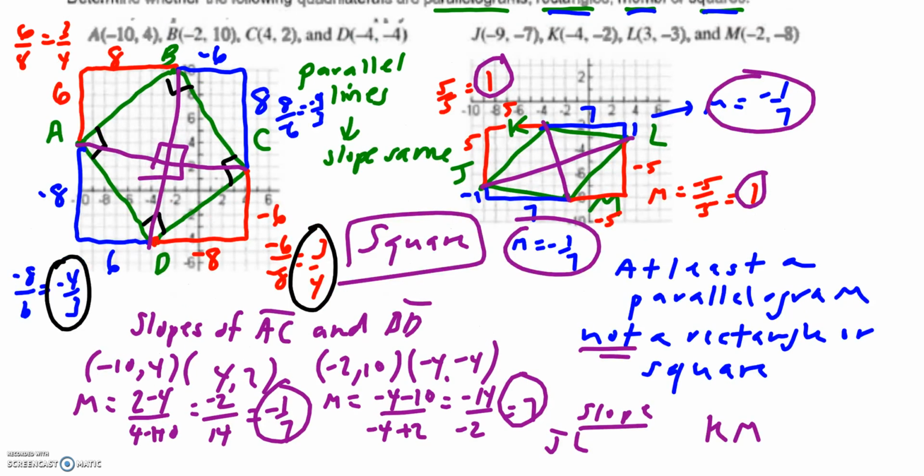So here again, I'm going to pause, and I would like you to find the slope of JL and KM and determine if you think it's a parallelogram or a rhombus. I will come back in a little bit with my work. So please pause now.